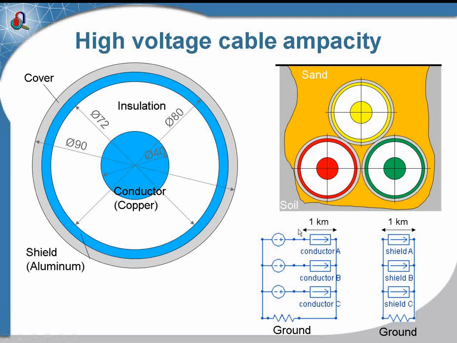We have found the electric current in the shields, and we know the conductivity of each element, so we know the power losses in each element. But the ampacity, as I said, is limited by the temperature. So the next step is to set up and simulate a heat transfer problem.